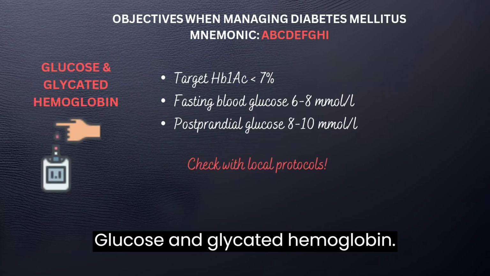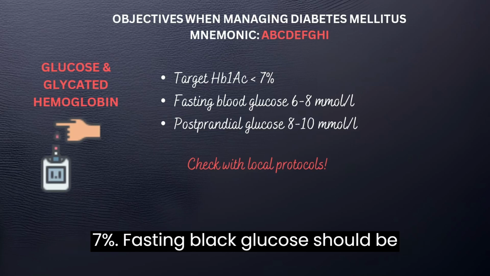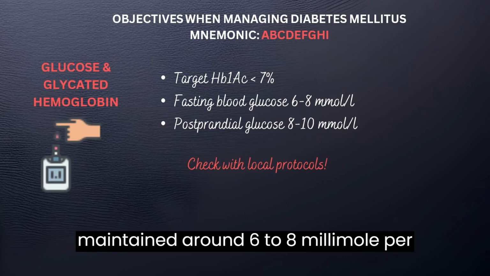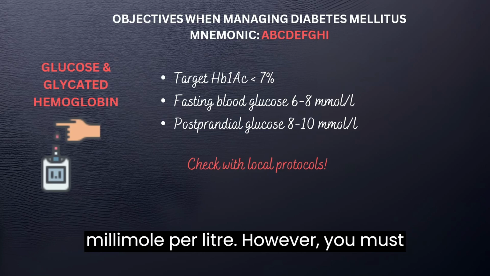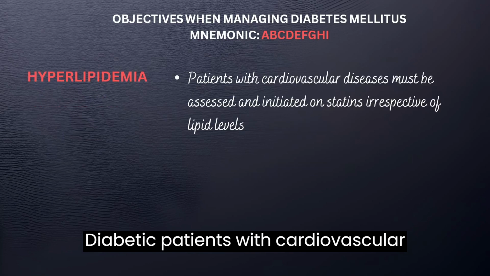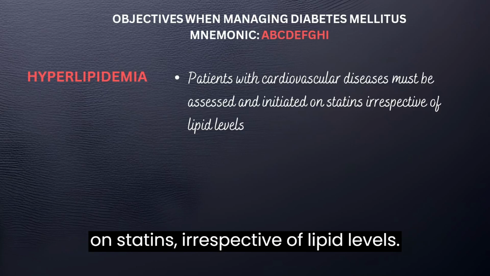Glucose and glycated hemoglobin. Glycated hemoglobin should be less than 7%. Fasting blood glucose should be maintained around 6 to 8 millimoles per liter. Postprandial glucose 8 to 10 millimoles per liter. However, you must check with your local protocol. Diabetic patients with cardiovascular diseases must be assessed and initiated on statins irrespective of lipid levels.